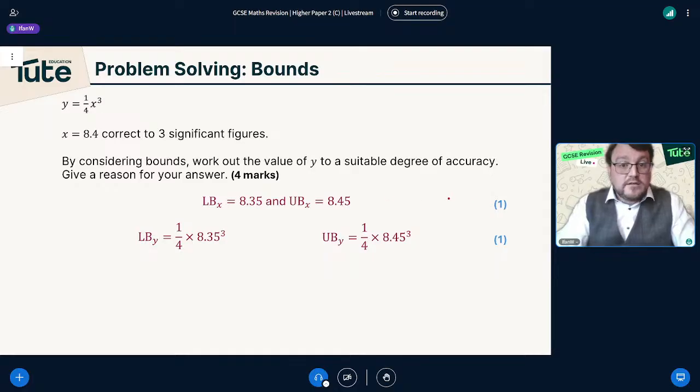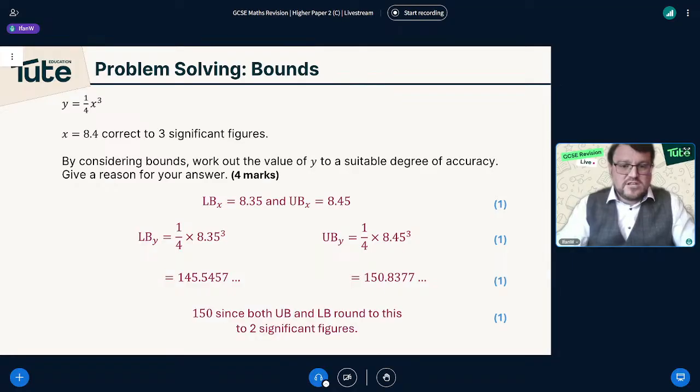So recognizing the bounds, first mark. Putting them into the calculation, second mark. Getting an answer, right? Work out the value of y to a suitable degree of accuracy. So your fourth mark, basically, we're looking for a certain degree of accuracy here. 150, right? Since both the upper and lower bound to this to 2 significant figures.